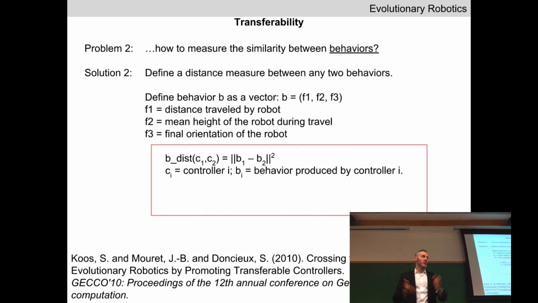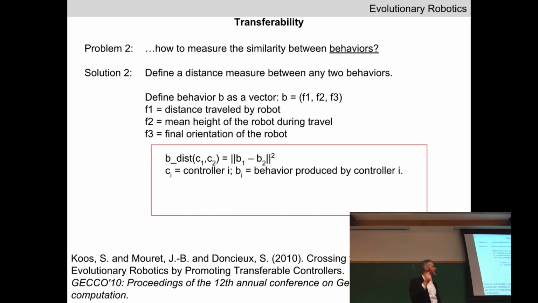The researchers sort of arbitrarily made up 2 other features just to make sure we can measure similarity better. They looked at the mean height of the robot during travel. So as the robot moved, what was the average height of the chassis? And then as the robot moved, what was the final orientation of the robot? Was it pointed in the same direction of travel, or had it rotated a little bit during movement?